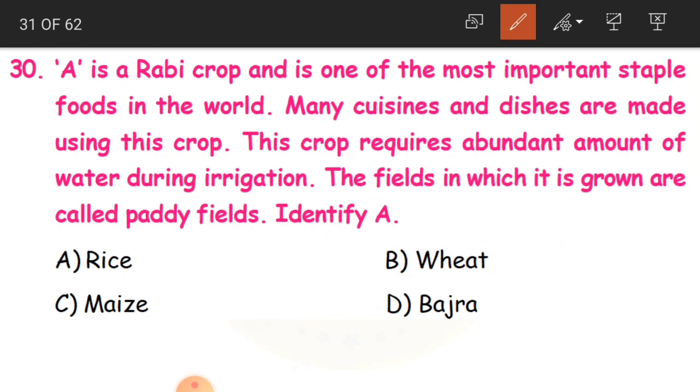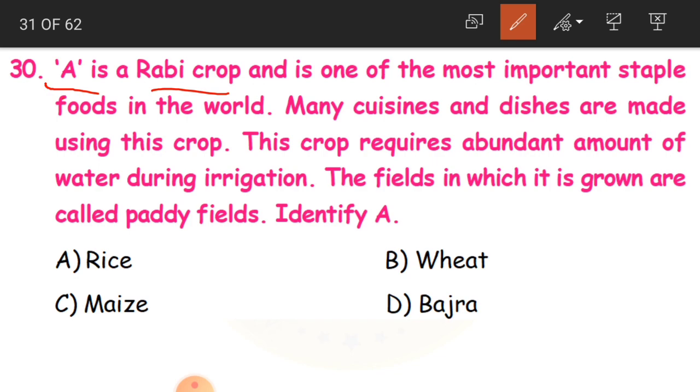A is a rabi crop and is one of the most important staple foods in the world. Many cuisines and dishes are made using this crop, and this crop requires an abundant amount of water during irrigation. The fields in which it is grown are called paddy fields. Identify A. Okay, we are talking about a rabi crop which we have named A.